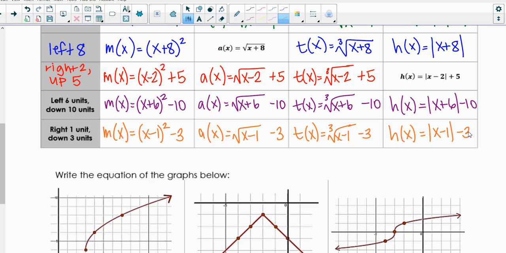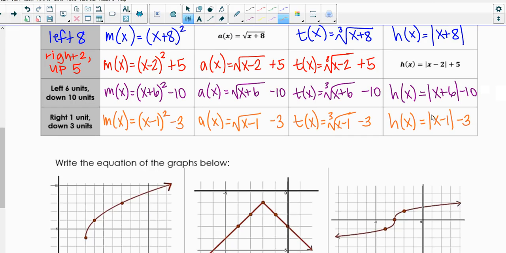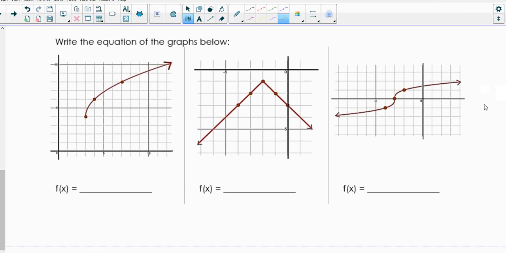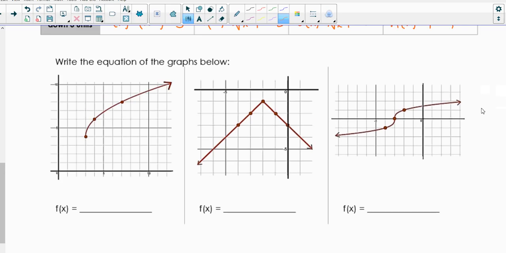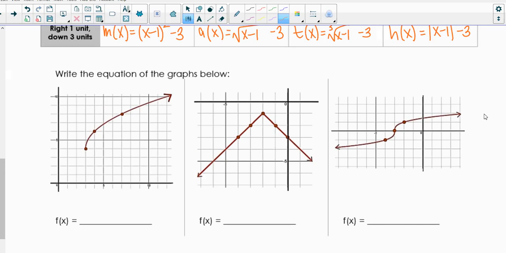Okay, we can't forget our a value as well, though. So now we're going to talk about that, and we're going to actually write the equations of graphs below. So the first thing I always figure out is my parent function, then my critical point, and then my a value. Okay, so remember those are the 3 things you want to pay attention to. What is your parent function? And then what is your critical point? And then what is my a value? So those are the 3 things that are going to help me determine writing the graph.